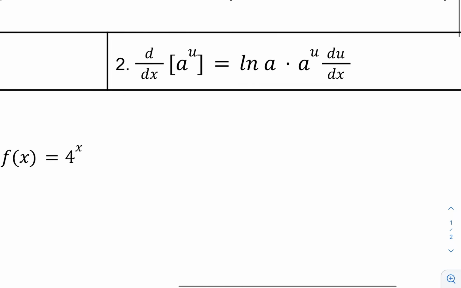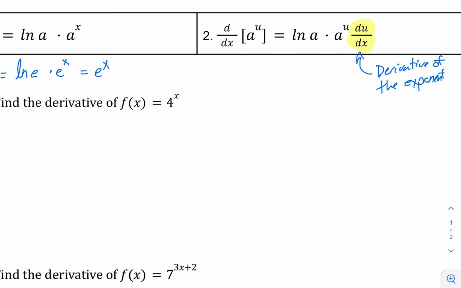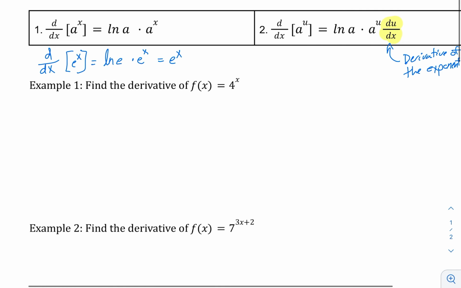Now, sometimes we also have something other than just to the x power. So we also would have to multiply, right? This piece right here is just the derivative of whatever the exponent is. So this is the derivative of the exponent. All right, let's take a look at some practice with this and kind of give this a quick look here.